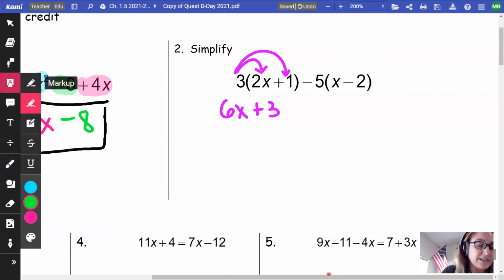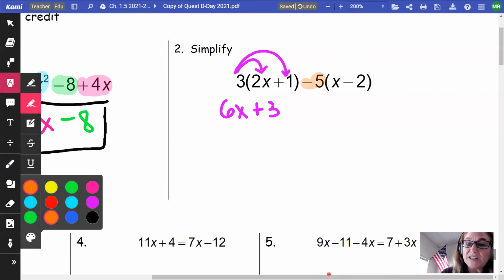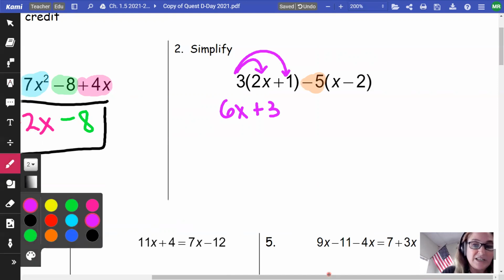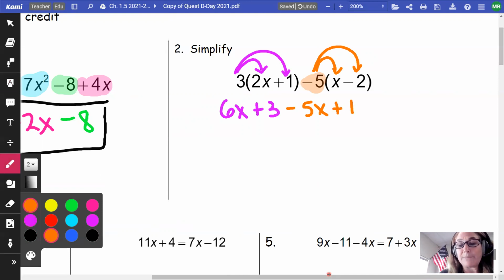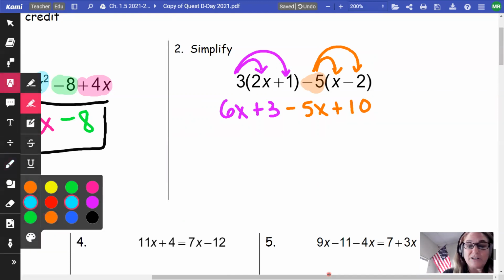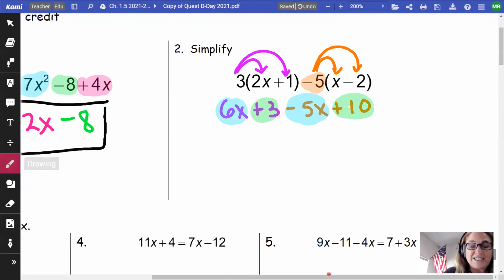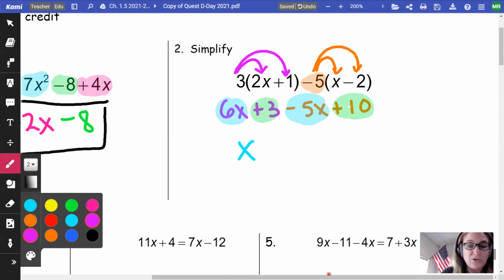Now, again, this is a minus 5, but think of it as a negative 5. And so this negative 5 is going to distribute to my x, and this negative 5 is going to distribute to my negative 2. So a negative 5 times x is a negative 5x. A negative 5 times a negative 2 is a positive 10. Now I'm going to combine like terms. So I'm going to add x's with x's, okay, and numbers with numbers. And again, notice I'm taking the signs from in front. So a 6x minus 5x is x. 3 plus 10 is 13. And that is my answer.